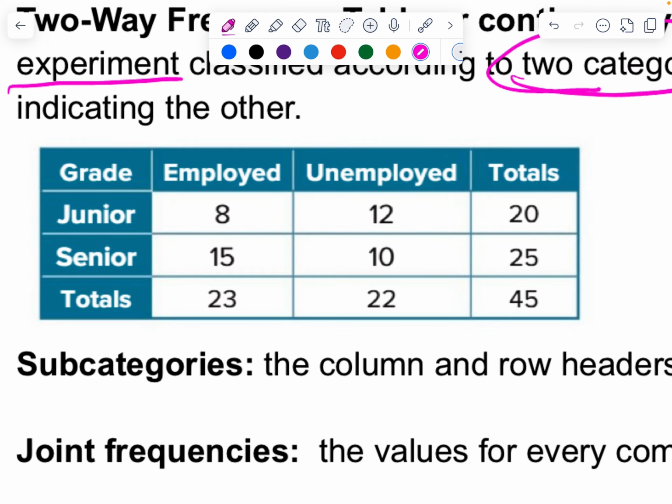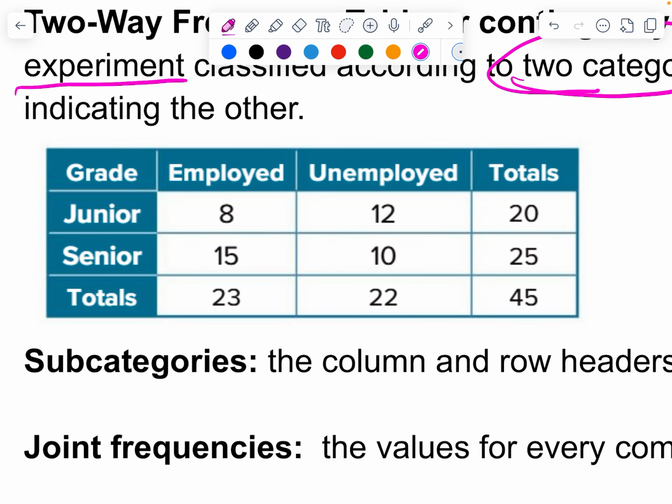So if you look, this is a two-way table. We have the number of juniors, employed, unemployed, and the total of them. As I go across, I add these two, and they equal 20. Seniors, I add these across, and I get 25. Then I can add straight down, and I would get 23. Add straight down, I would get 22. Add straight down, I get 45.